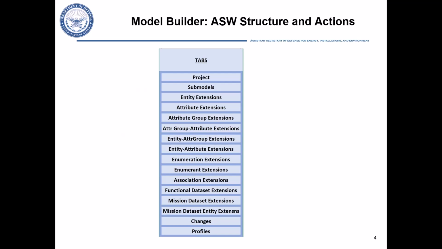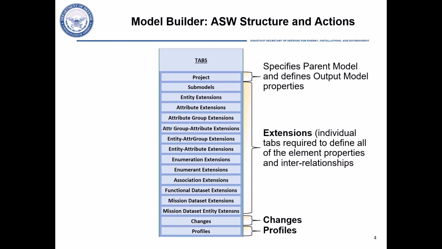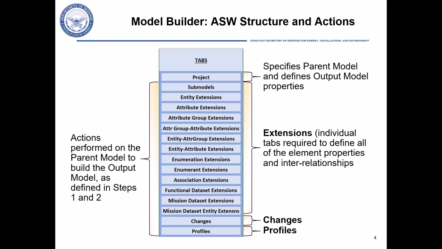This is a condensed view of the list of tabbed worksheets contained in the 5.0 ASW template. As we will see in a moment in more detail, the template is designed to provide, in a highly structured manner, all of the forms needed to specify the parent model and output model properties, and, for each of the different element types, specify the profile, extend, and change actions to be performed on the parent to build the adaptation. While there are 16 different tabs that can be populated, only populating the Project tab and one other tab is required to create a new model.